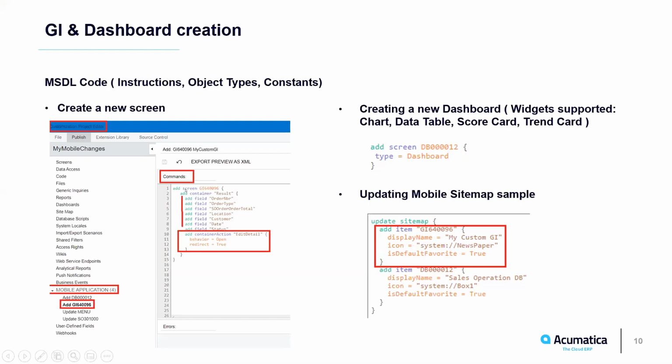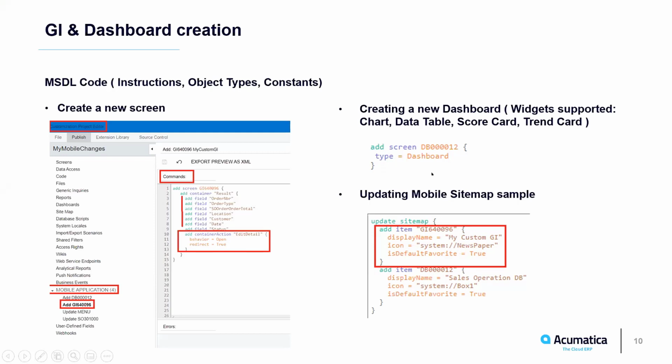So here, as you can see, I'm adding a screen. It's a GI screen. I'm passing the screen ID. Then inside, I'm passing the container and the fields that I want to expose in the mobile screen. I'm also mapping here the edit detail action. It's a container action because this action, we will see later, is needed in order to have a redirection or navigation from a GI to the entry screen once you select a record.